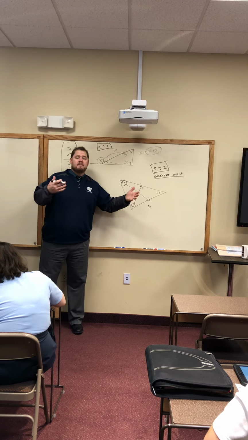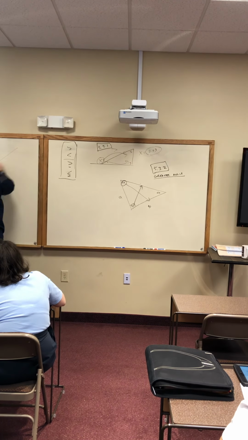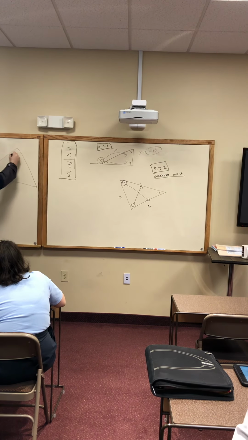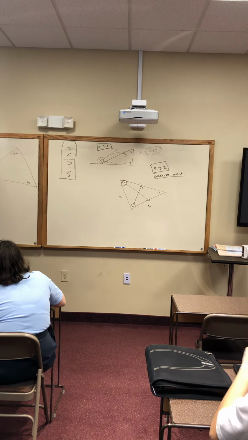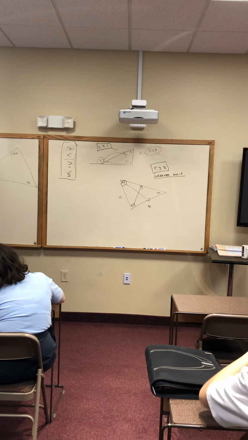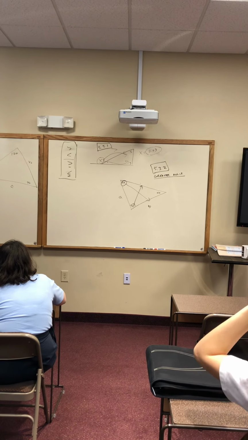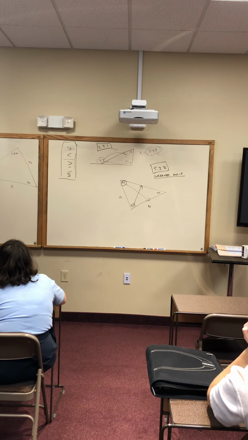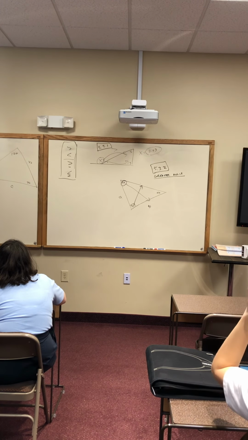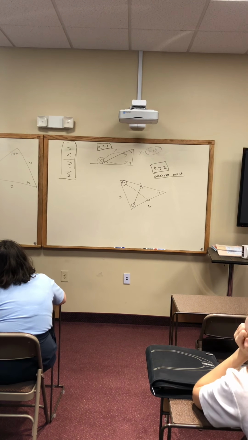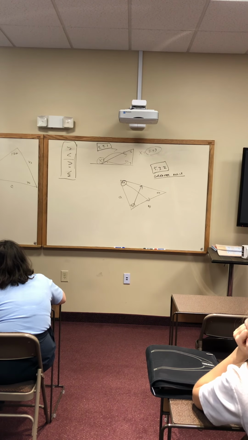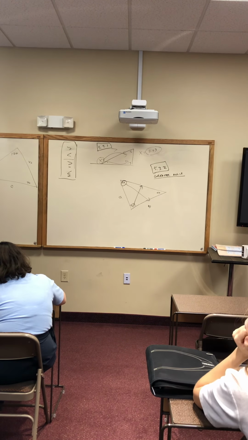So if we were doing a sample problem, let's do it like this: 100, 40, 40. Class, if I label these A, B, and C, what side is the biggest? C. What side is the next biggest? A or B, right? Why? Because they're the same angles.